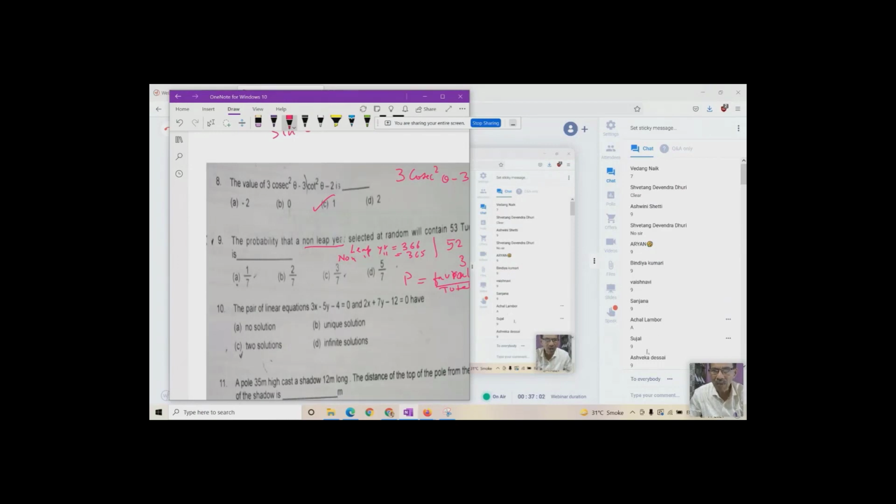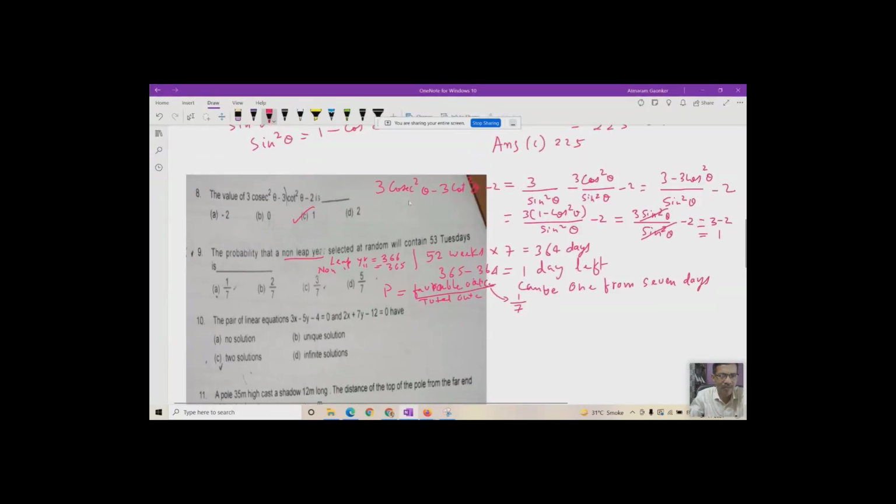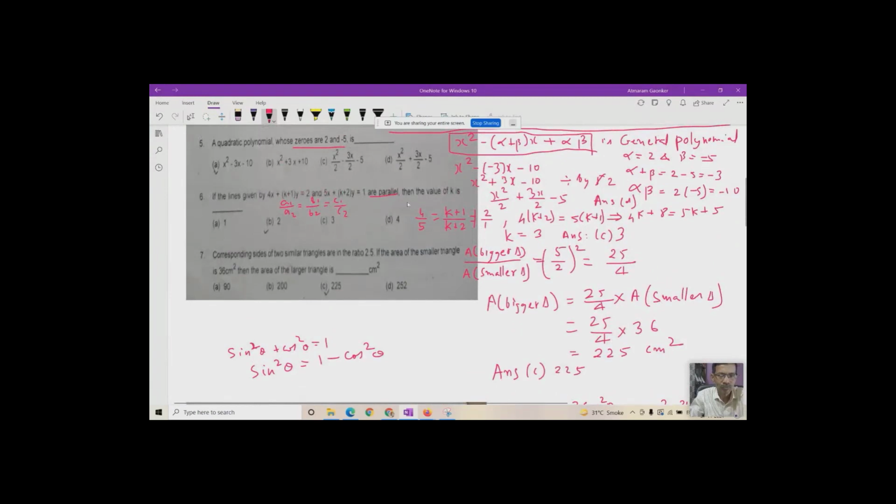And Vedang wants me to solve 7. So let me go back to 7. Vedang, what is your problem in question number 7? Which part you have not understood? I hope you know the formula: area of one triangle divided by area of another triangle is equal to the square of the ratio of their corresponding sides.